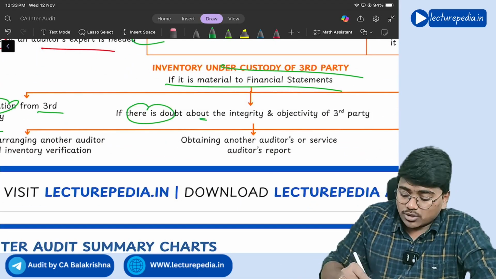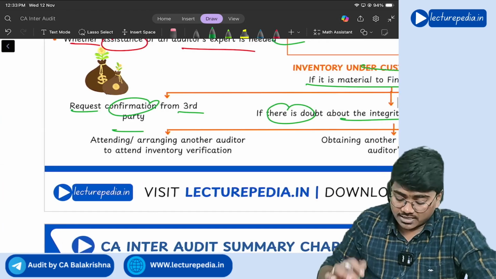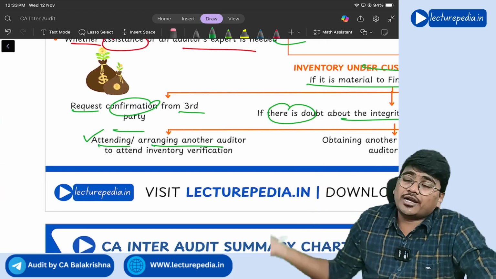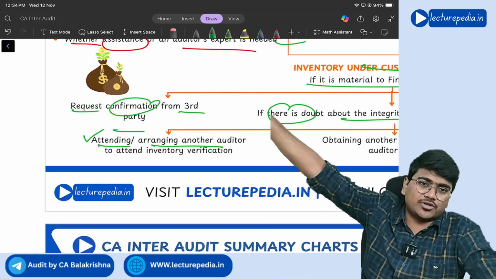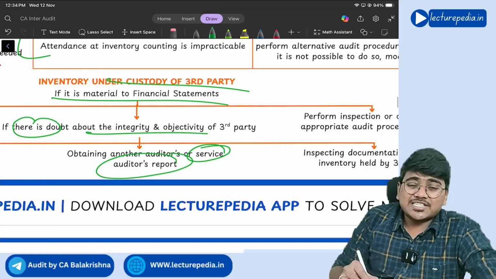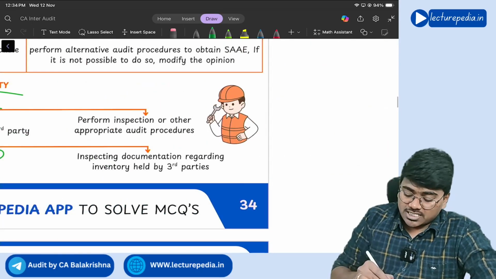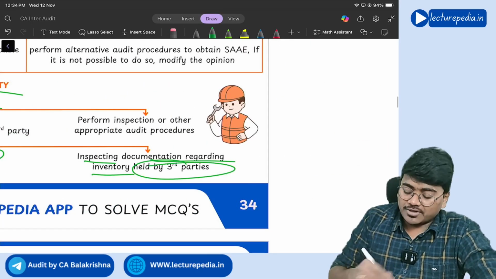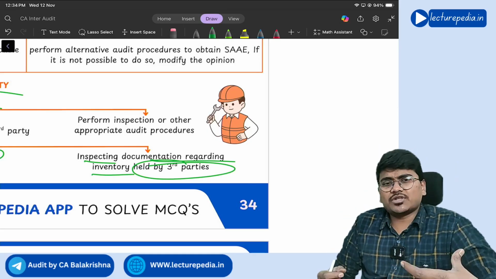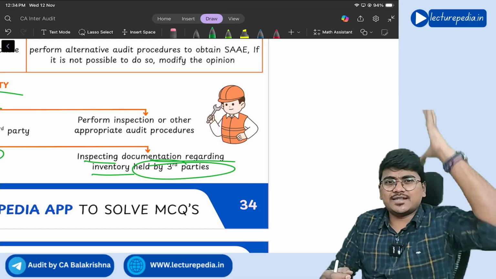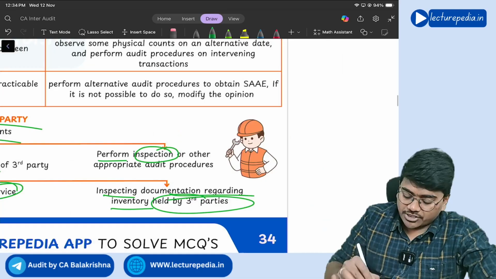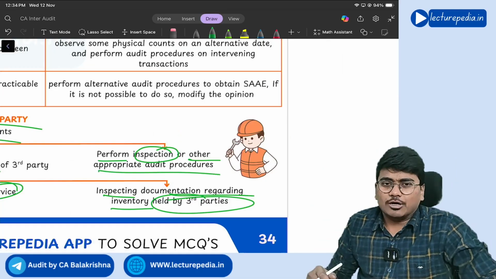See, if there is a doubt about the integrity or objectivity of the third party, then the auditor himself can attend, or arrange another auditor to attend, that location of the third party and check the inventory. He can also use the service auditor's report or inspect documentation regarding inventory held by the third party. So he will do any of these things if he is having doubt over the integrity of that third party. Next, perform inspection or other appropriate audit procedures.